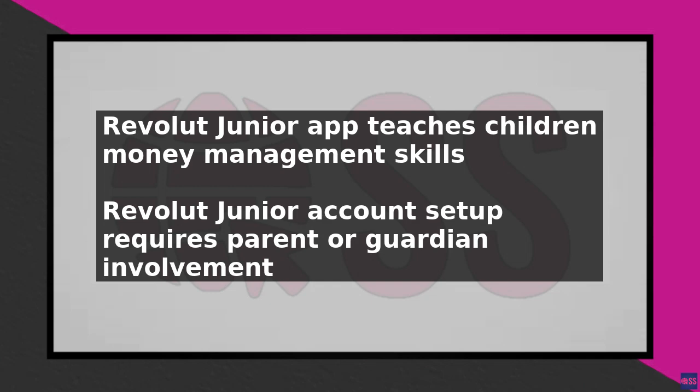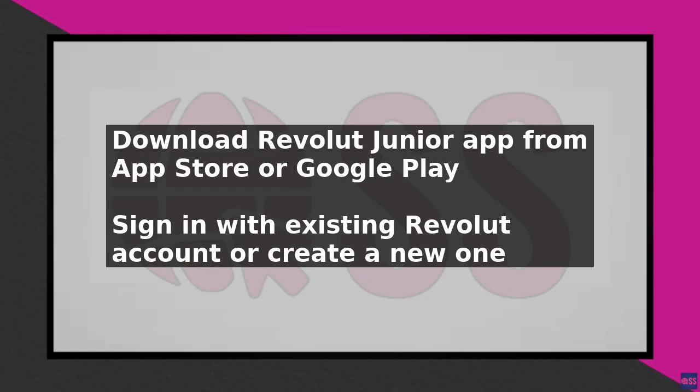First, download the Revolut Junior app from the App Store or Google Play Store. Once the app is downloaded, open it and sign in with your existing Revolut account credentials. If you do not have a Revolut account, you will need to create one.